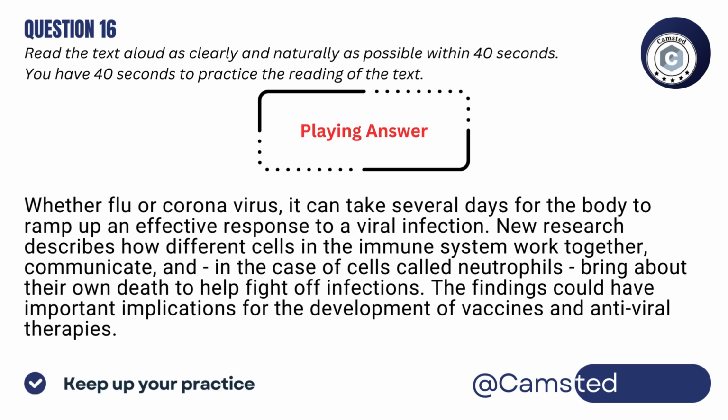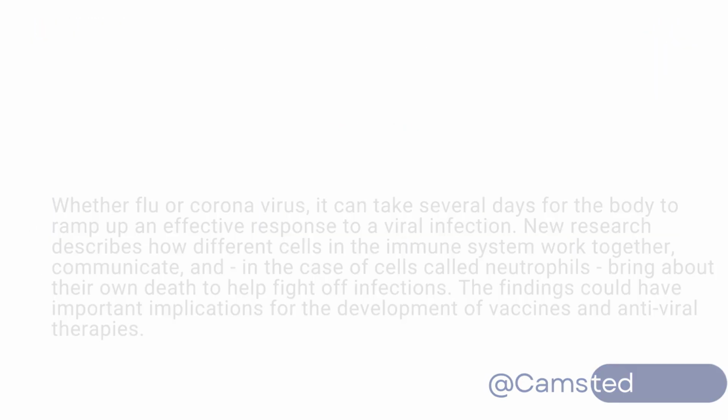Whether flu or coronavirus, it can take several days for the body to ramp up an effective response to a viral infection. New research describes how different cells in the immune system work together, communicate, and, in the case of cells called neutrophils, bring about their own death to help fight off infections. The findings could have important implications for the development of vaccines and antiviral therapies.